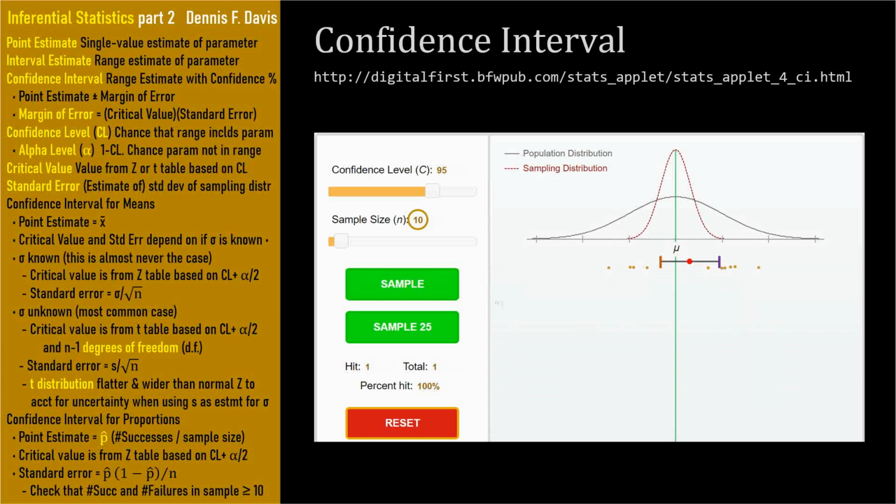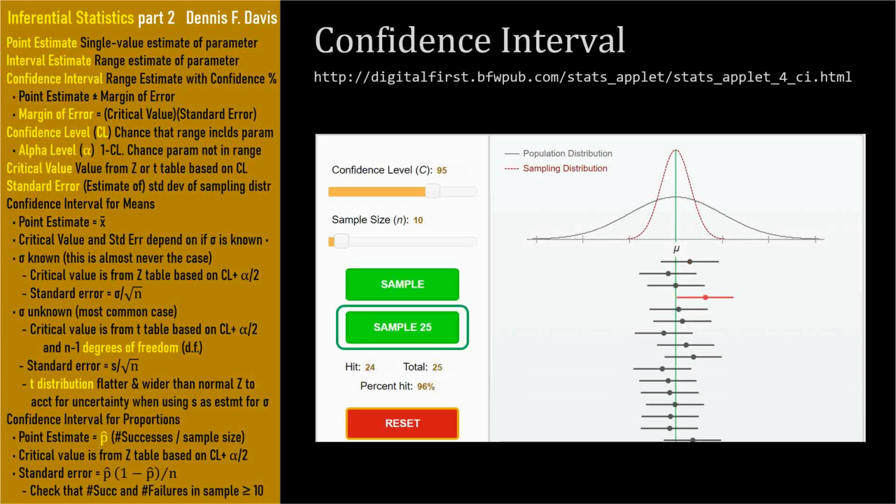And as we'd expect, with 95% confidence, the range does indeed contain mu. So if we drew samples over and over, and for each sample constructed a 95% confidence interval for the mean, we'd expect that the intervals would contain mu 95% of the time, and not contain mu 5% of the time. I'll click the Sample 25 button, and the app will construct 25 confidence intervals based on 25 new independent samples.